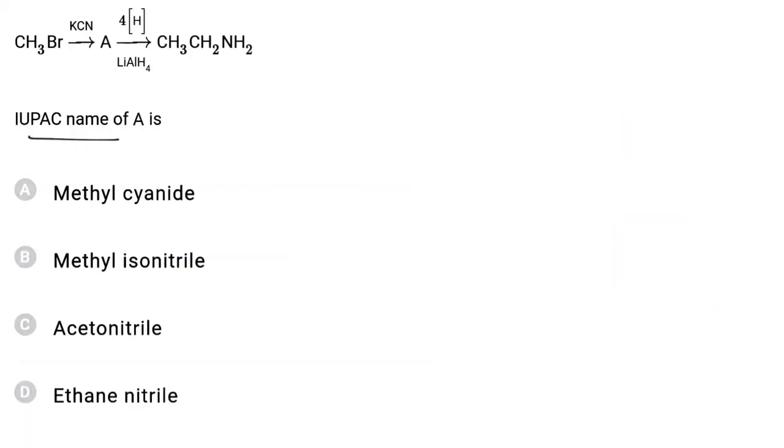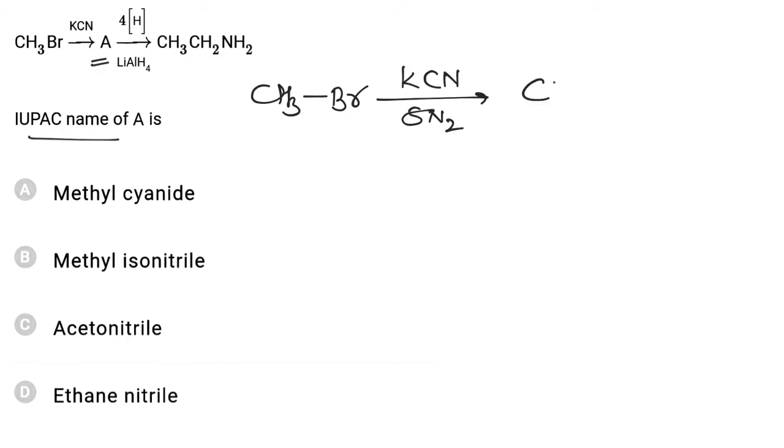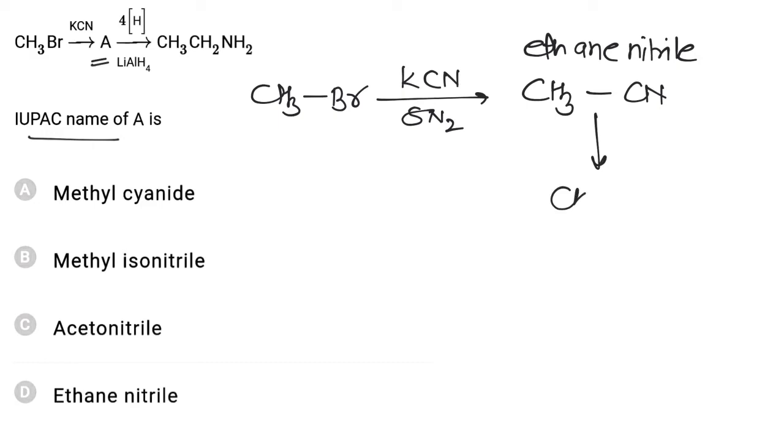We have to find the IUPAC name of the compound A formed. So when CH3Br is treated with KCN, an SN2 reaction takes place and it will be converted to CH3CN. Now the molecule has 2 carbons, so ethane, and the functional group nitrile is present. So ethanenitrile, and this molecule on further reduction will be converted to ethylamine, and hence the correct answer is D, ethanenitrile.